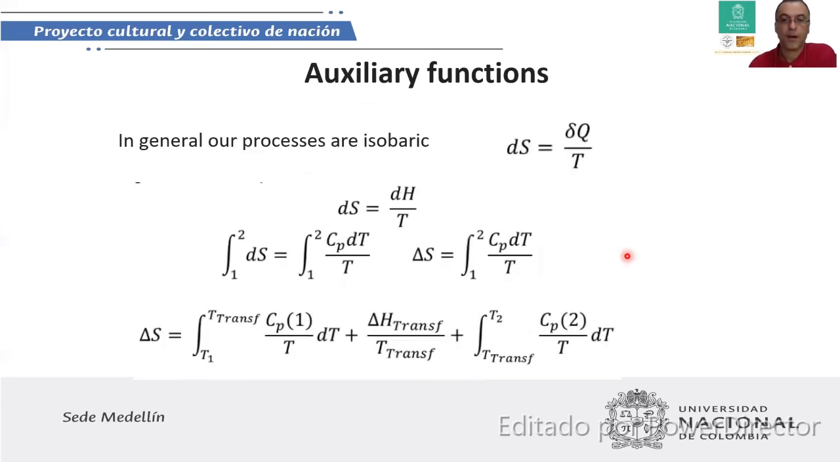Okay. It's the same thing with the entropy. Entropy is defined in terms of heat and temperature. And in an isobaric process, heat is equivalent to enthalpy. In that sense, you could express the change of entropy as a function of heat capacity in isobaric processes divided by temperature. And when you have phase transformation, the expression could be in this sense. Okay.